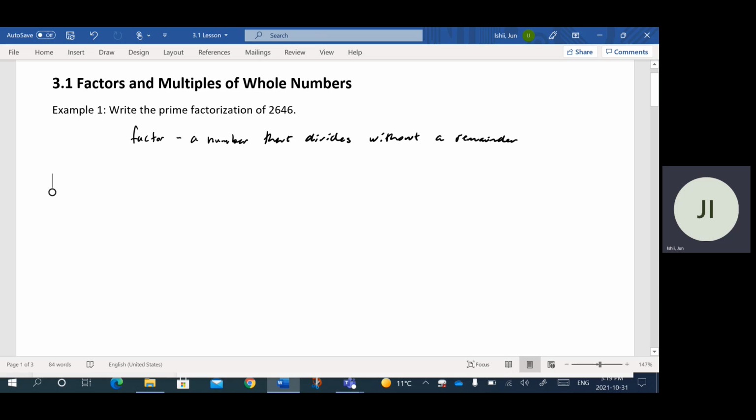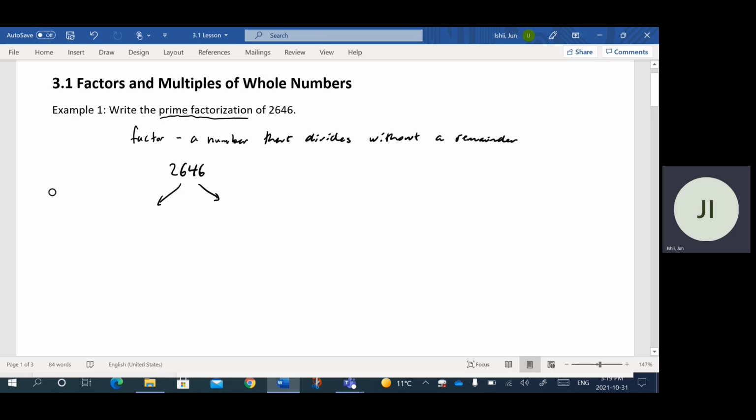All right, so I'm just going to break this one down. So 2,646. When you're asked to write the prime factorization, what we want to do is write 2,646 as a product of prime numbers, right? That's why I call it prime factorization. The best way to do this is to start chopping up the 2,646 into the product of two numbers.